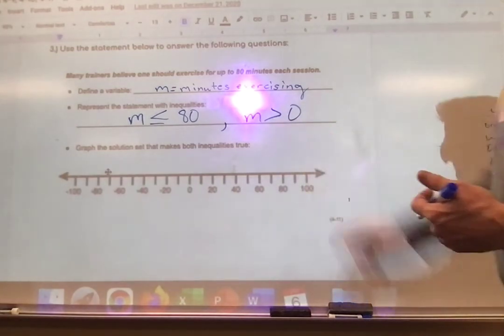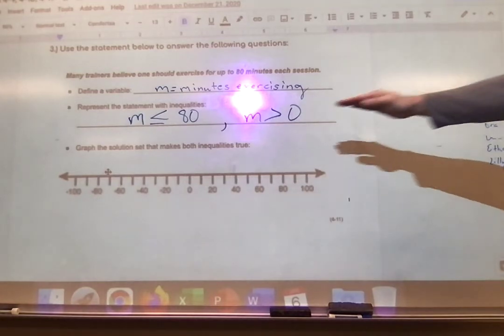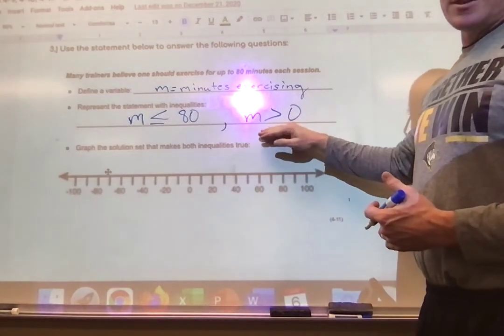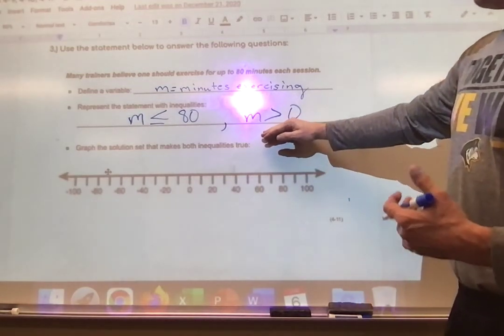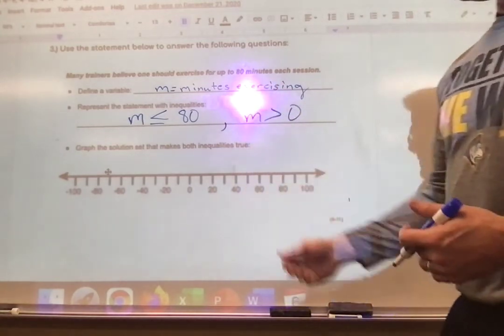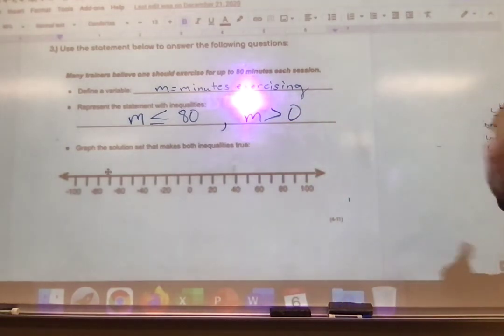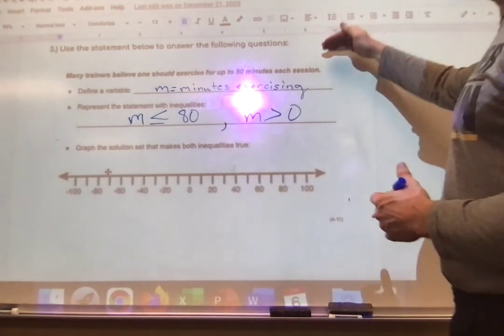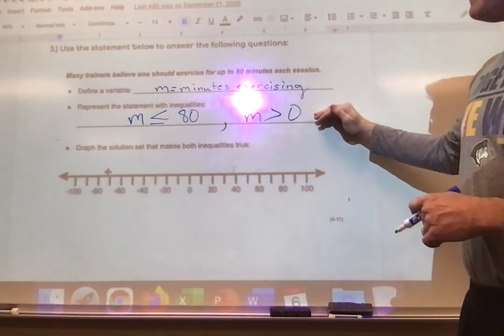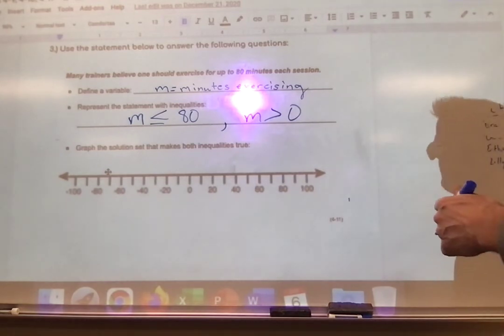And guys, with m being greater than 0 for your minutes exercised, you could have maybe chosen a different constraint here. Maybe a trainer would say it would be 20 minutes to 80 minutes. So maybe we could put this as 20. Because really, if you're exercising for 1 minute, they're probably going to recommend you go a little more than that. But they don't really give us that information here. So I'm just going to use m is greater than 0 because we can't have negative minutes of exercise.